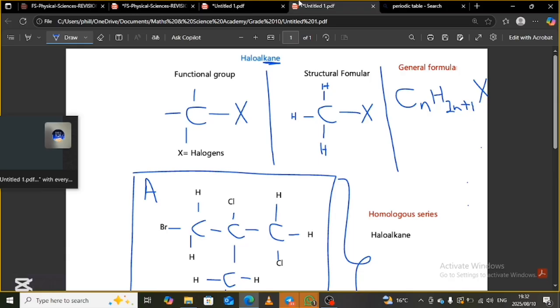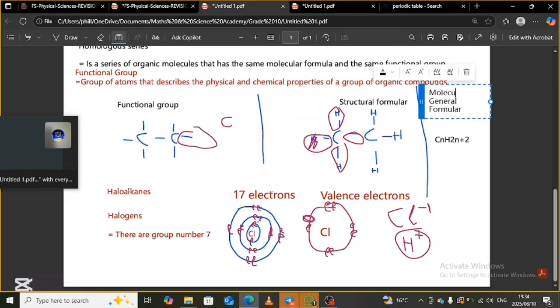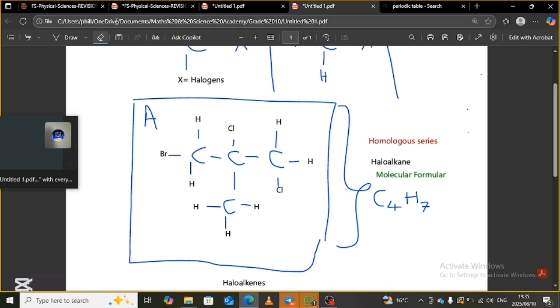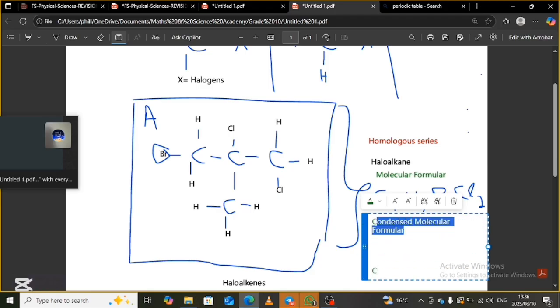Let's say that from compound A, we are supposed to determine the molecular formula for this structure. Basically, the molecular formula is quite simple. You have to count the number of carbons. In this case, we have 4 carbons, 7 hydrogens, 2 chlorines, and 1 bromine, given by the formula C4H7BrCl2.